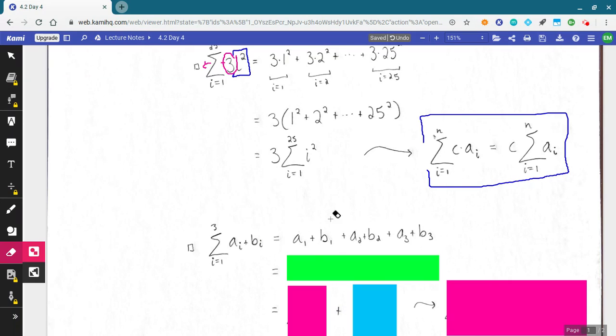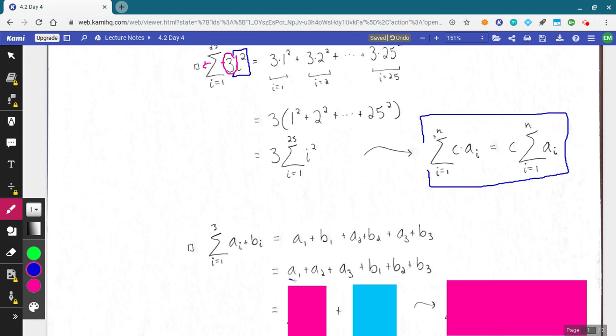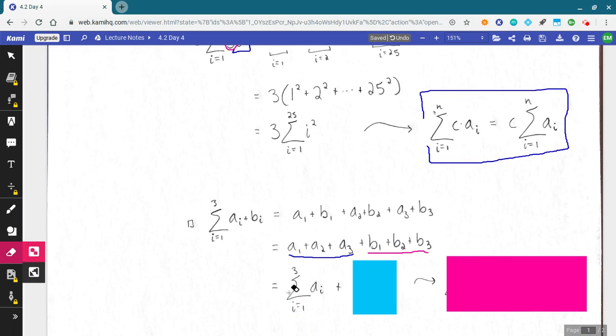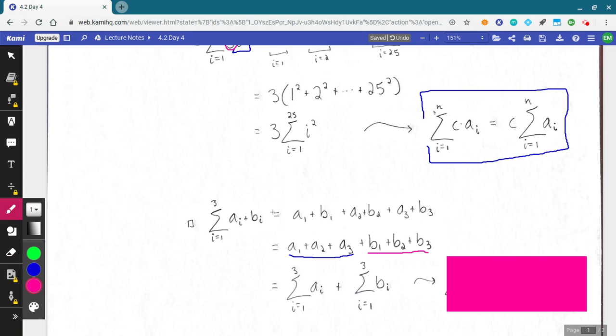If we want to, we could rearrange all the a's together, all the b's together, and write it like this. And now over here on the left, we can write this as a sum of the a_i's. And over here on the right, we can write this as the sum of the b_i's. So the sum from i equals 1 to 3 of a_i plus the sum from i equals 1 to 3 of b_i. And notice what's happened from the very start to the end here is that our summation has somehow distributed to both these pieces.